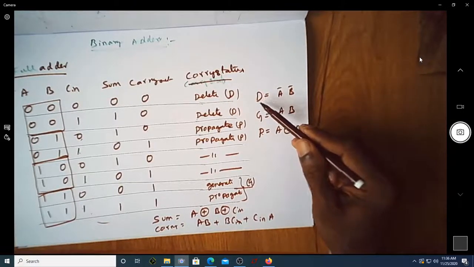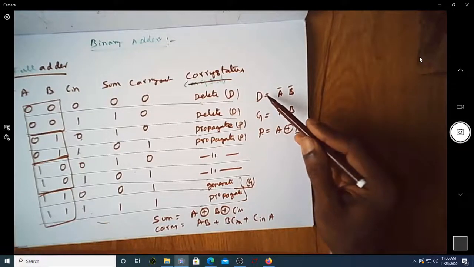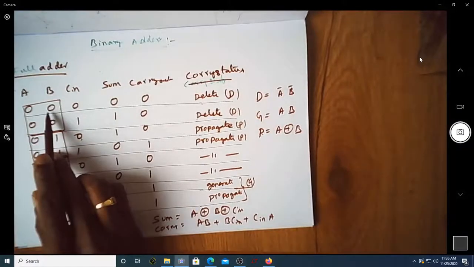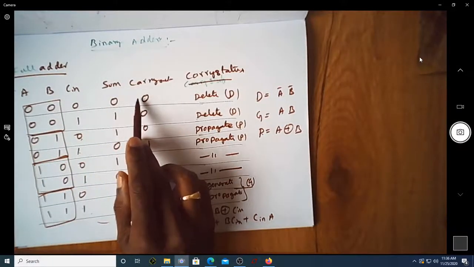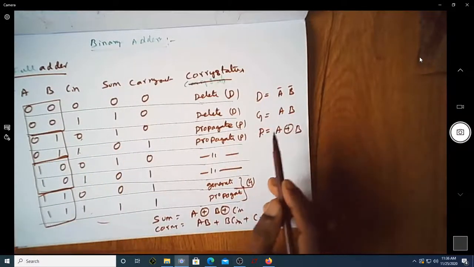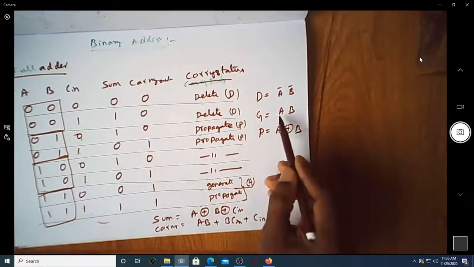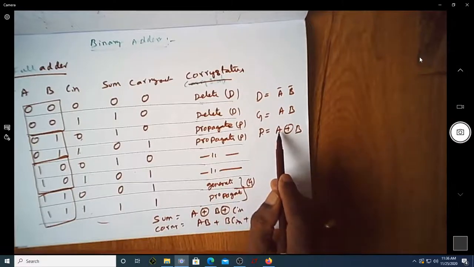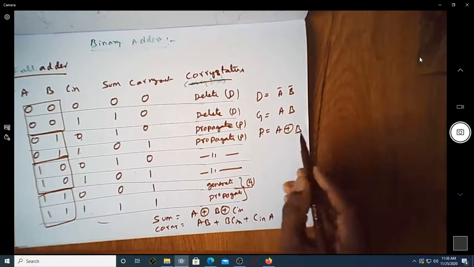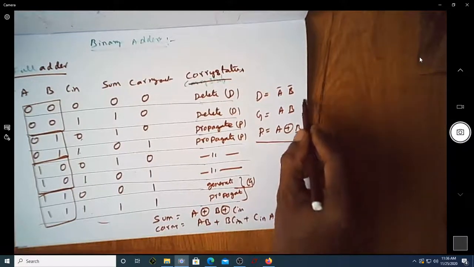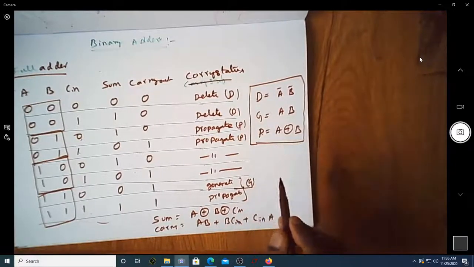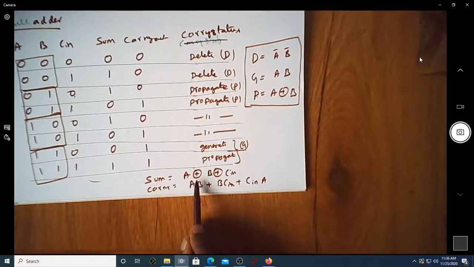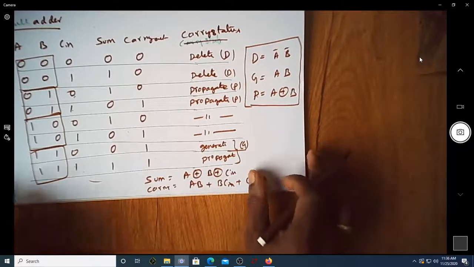Delete, when you get a delete signal as 1, so delete signal will be 1 whenever A and B are 0 0, meaning that your carry will be deleted to 0. When do you generate a carry? When A and B are 1 1. That's why it is A and B. When do you propagate the carry? When A and B are dissimilar. So this is the expression for delete, generate and propagate. This is the expression for sum and carry in terms of A, B, C input.